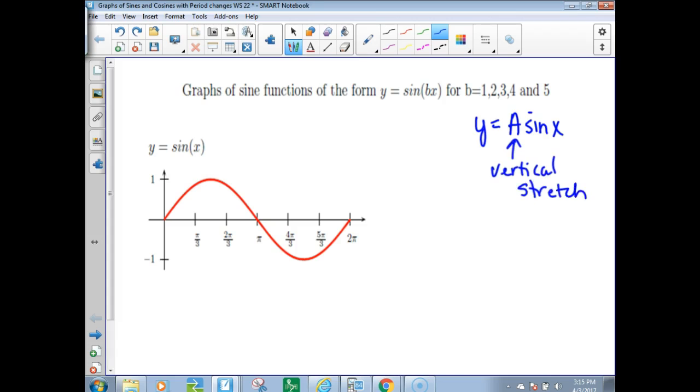You don't really need to say anything else except if you multiply your sine or cosine by an A value, it will stretch it vertically. Okay, that's all it does. So instead of going up to 1, it will go higher than 1, or if the A value is a fraction, it's going to shrink between 0 and 1.